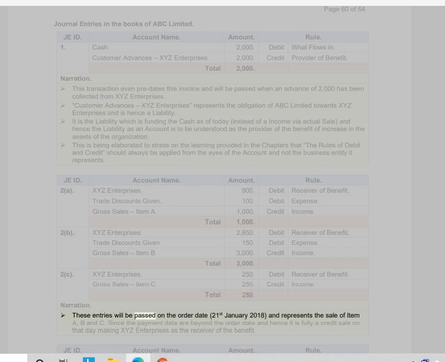Narration: These entries will be passed on the order date, January 21st, 2018, and represent the sale of items A, B and C. Since the payment dates are beyond the order date, it is fully a credit sale on that day, making XYZ Enterprises the receiver of the benefit.